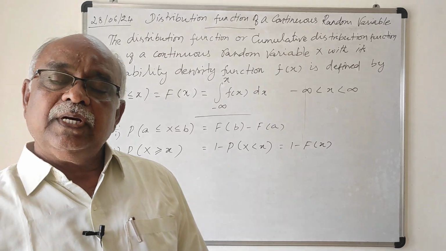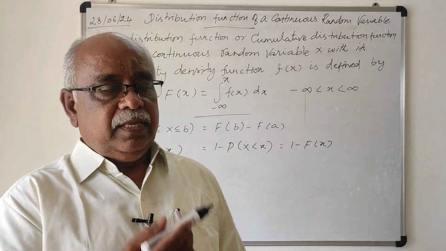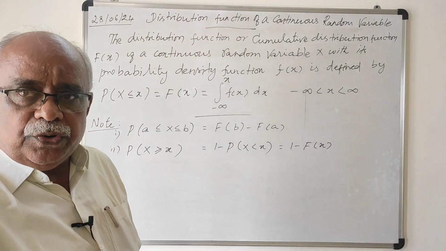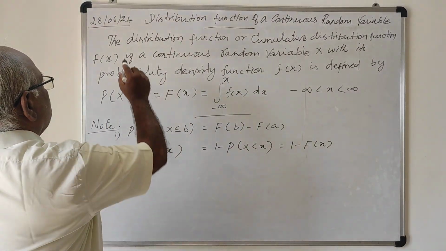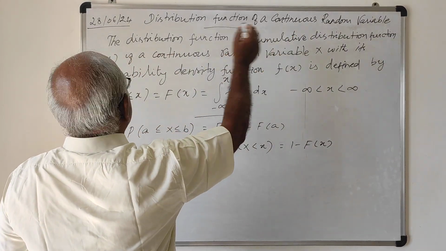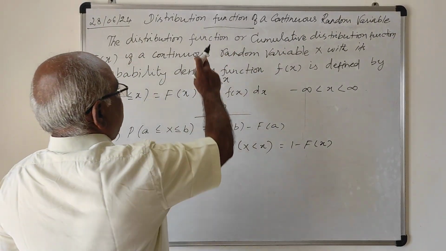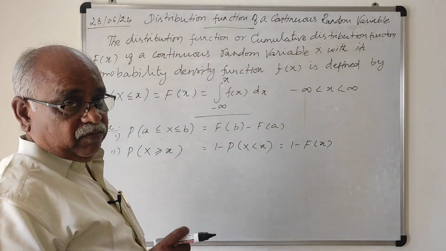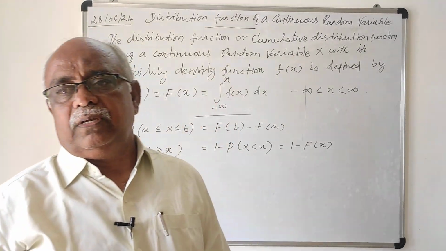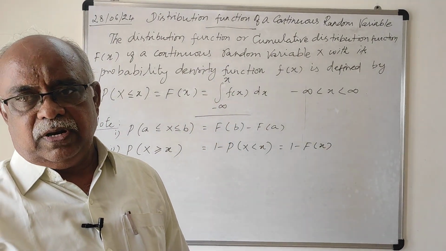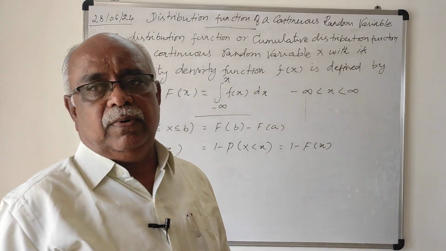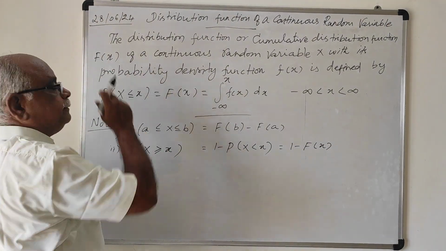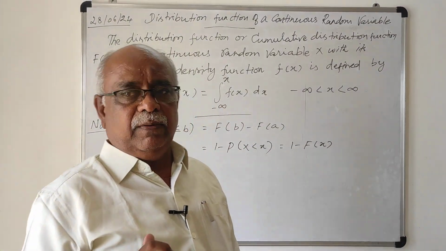So the distribution function for a discrete random variable you have seen already. In this video, we are going to see the distribution function or cumulative distribution function of a continuous random variable. The cumulative distribution function is always denoted by capital F of x, whether the random variable is discrete or continuous. The notation is capital F of x for both kinds of random variables.